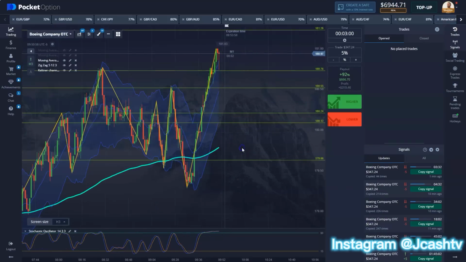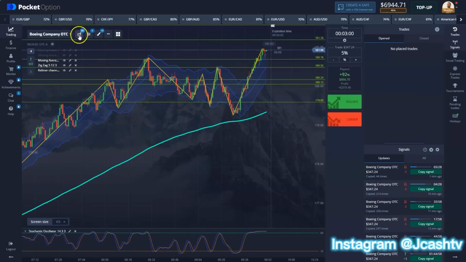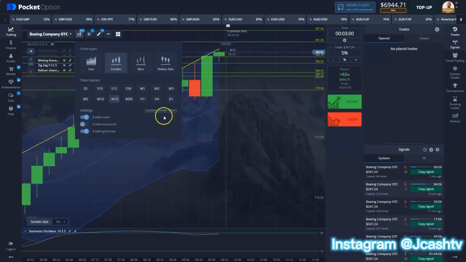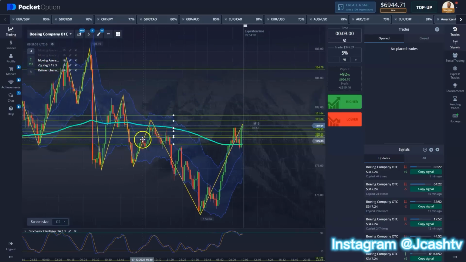Let me go to Boeing. See, Boeing is marked up. And I always mark it up on the M15. You know what I'm saying? But all these zones that reject and turn around, I just mark that as a zone because it comes right back up into them same zones again. As you can see, it came all the way down here, came right back into these zones, started rejecting, going up. Now it's about to go up here to this one and reject and come back down.